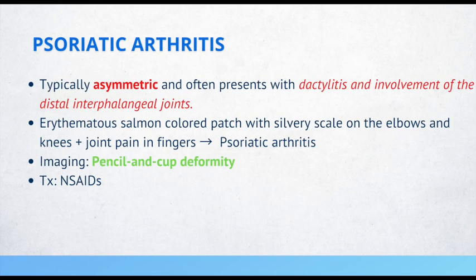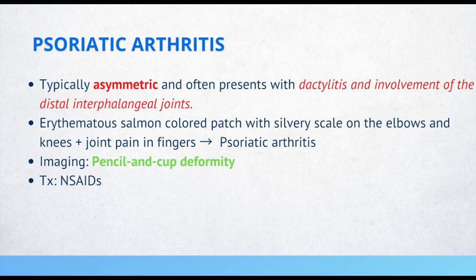Psoriatic arthritis. This condition is typically asymmetric and often presents with dactylitis and involvement of the distal interphalangeal joints. Erythematous salmon-colored patches with silvery scales on the elbows and knees and joint pain in the fingers may all be indicative of psoriatic arthritis. When you do imaging of these joints, you may see a pencil-in-cup deformity. Preferred treatment is with NSAIDs.